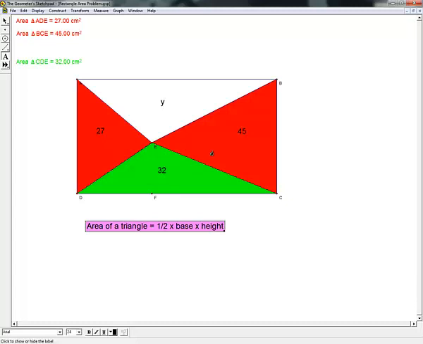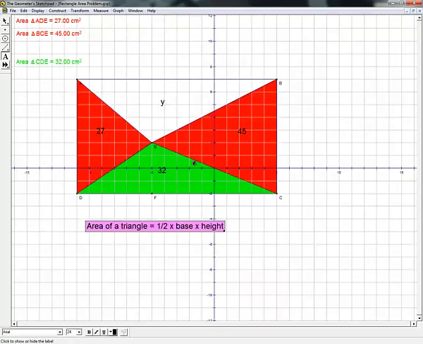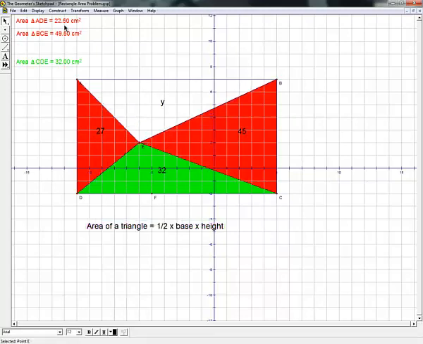Not convinced? Let us try it out. Now first notice that the top left hand corner indicates the areas for the red triangles. If I were to move the point E to the left, you can see that the red areas have now changed. Let me move that back. However, if I were to move point E vertically upwards or vertically downwards, you can see that the red areas do not change.